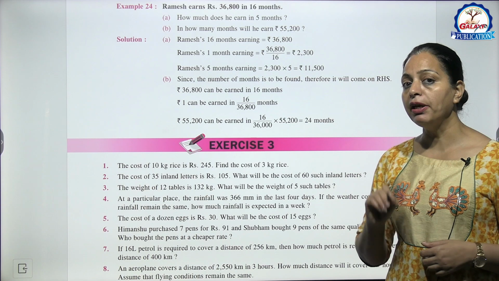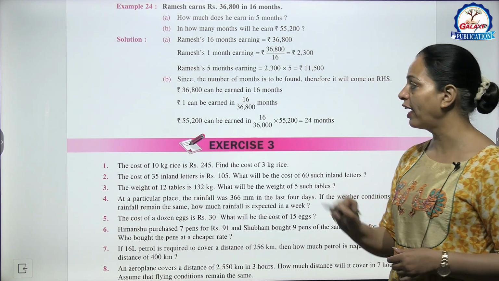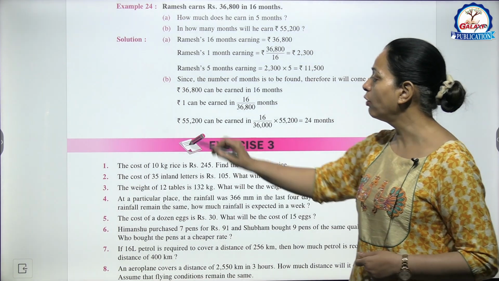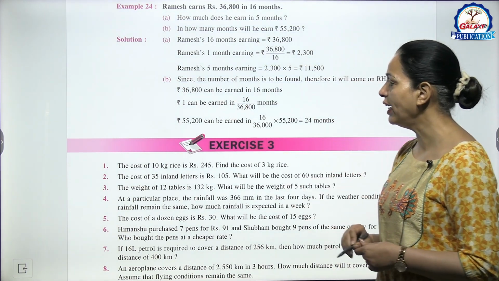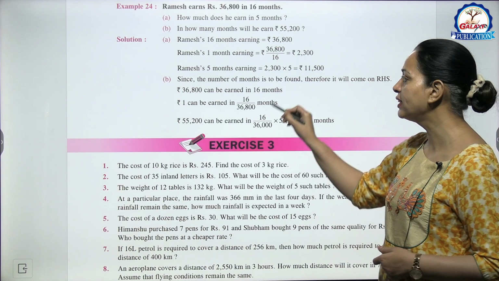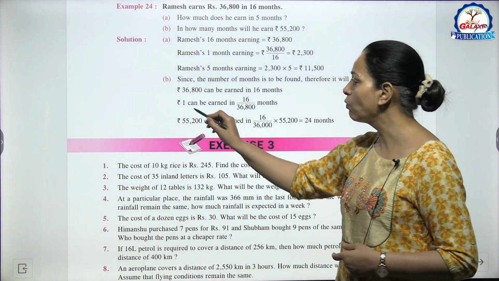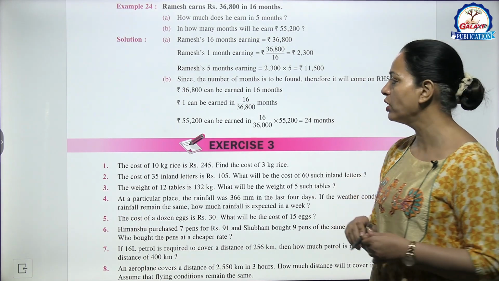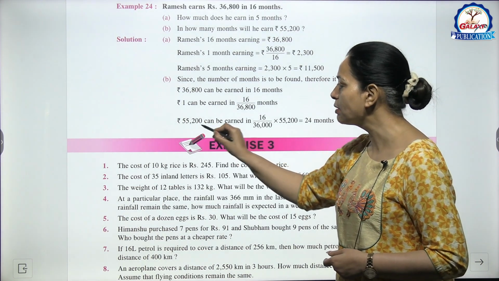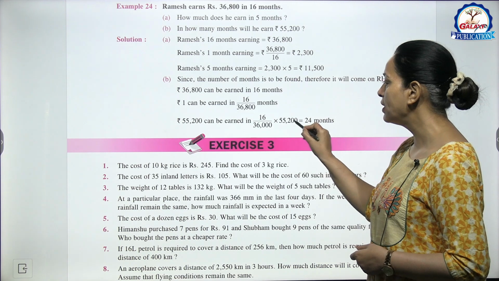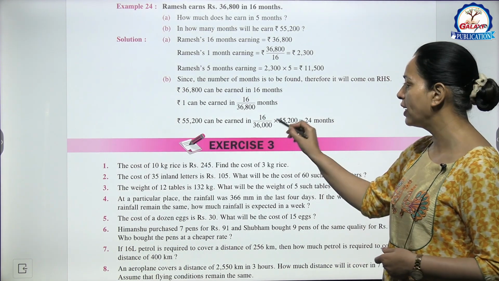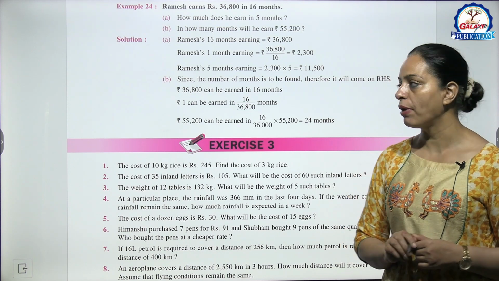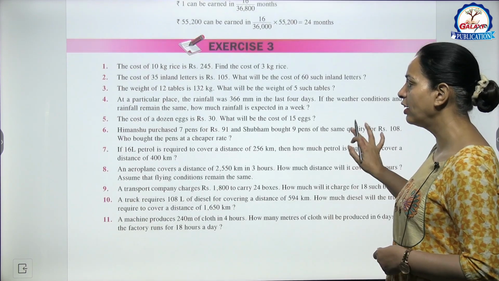Now B part, in how many months will he earn rupees 55,200? अब हमें number of months find करना है, so it will be on the right side. So here rupees 36,800 can be earned in 16 months. So rupees 1 can be earned in 16 divided by 36,800. So rupees this much can be earned in, multiply by this amount. Now cancel the terms. Answer is 24 months. So I hope these are clear to you.